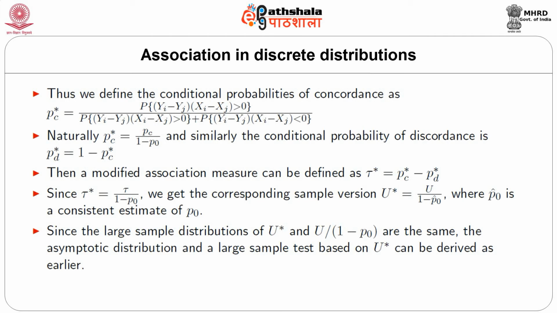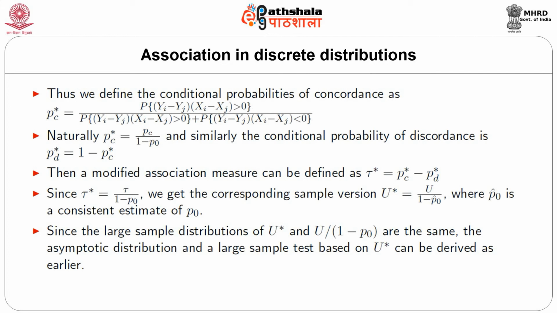Naturally, this Pc star is nothing but Pc by 1 minus p naught with already introduced notations. Similarly, the conditional probability of discordance is PD star equal to 1 minus PC star. Then a modified association measure can be defined as tau star equal to PC star minus PD star. Since tau star equal to tau divided by 1 minus p naught, we get the corresponding sample version u star equal to u by 1 minus p naught hat, where p naught hat is a consistent estimate of p naught.